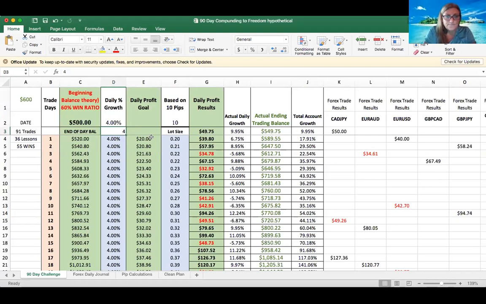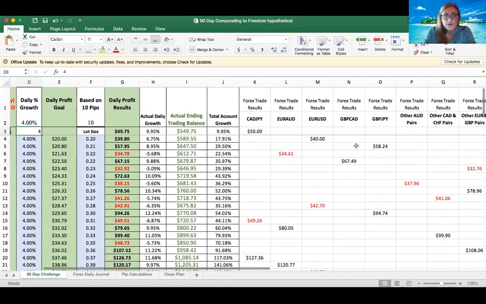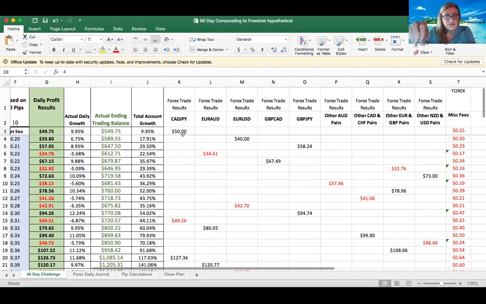Where's the lot size at, Reimi? Oh, 20 cents. Yeah, a 20-cent lot size for 10 pips rather, and that would get you your $20. On the far right, it tells you what pairs you took, and you get to journal everything you take, what pair you took, and how much you made.